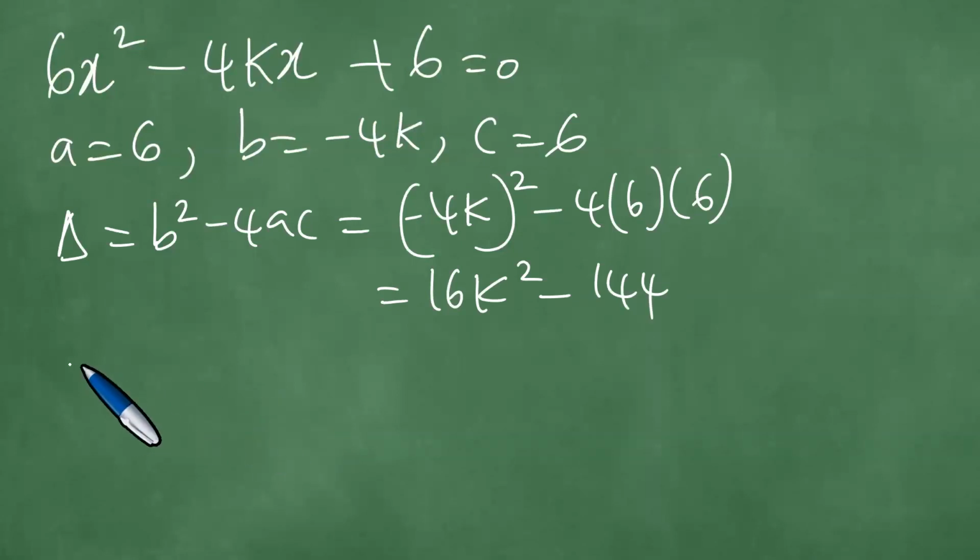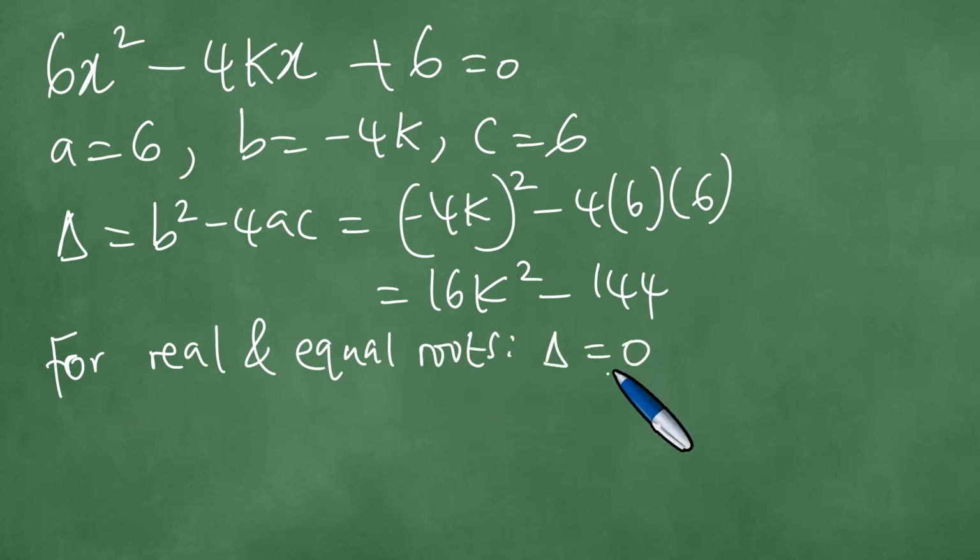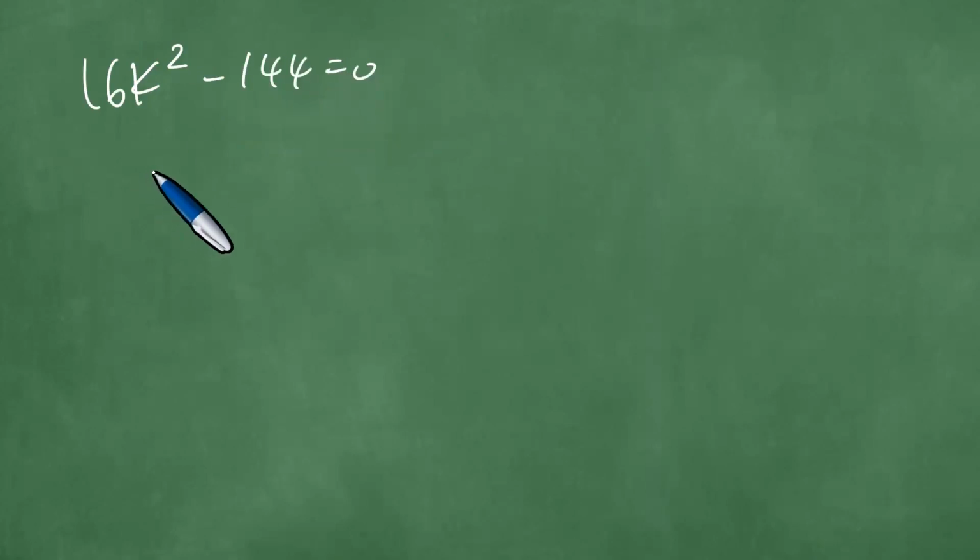And for real and equal roots, delta must be equal to what? 0. If delta is equal to 0, that means 16k squared minus 144 is equal to 0. Upon further examination, you can divide through by 16.